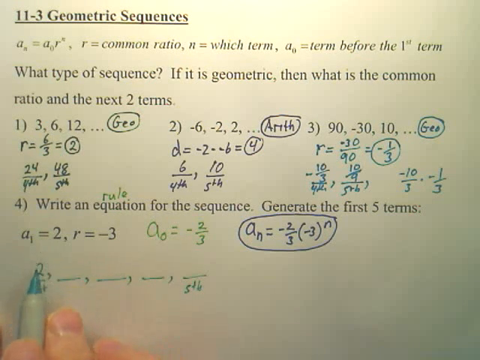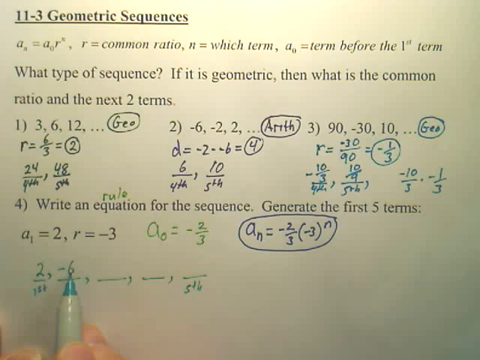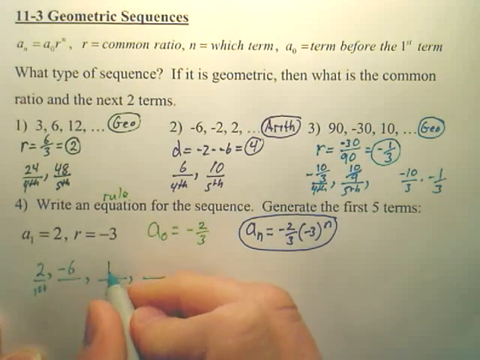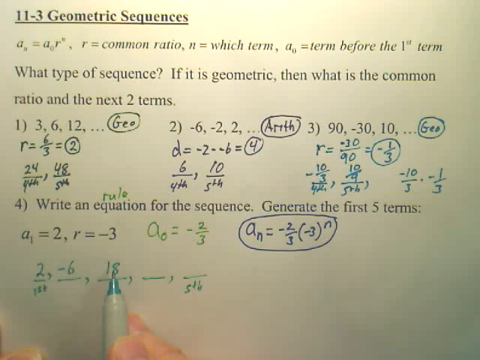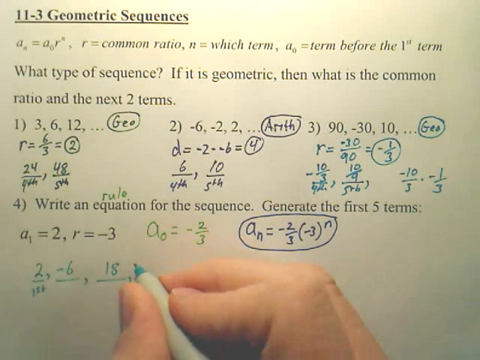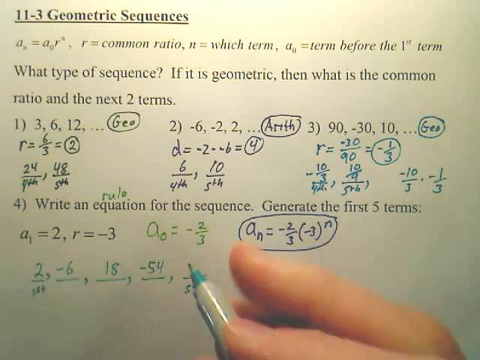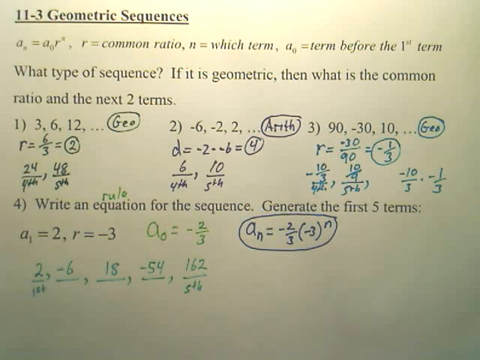Isn't it a lot easier just to, that's my first term. What's the next one going to be? Why don't I just multiply by negative 3? So won't that be negative 6? Multiply this by negative 3, what's that give you? Isn't that 18? Multiply this by negative 3. Oh, that's a little bit harder. 18 times negative 3 is negative 54. And 54 times 3 is 162. Now, again, all I did is I kept multiplying the previous number by negative 3.